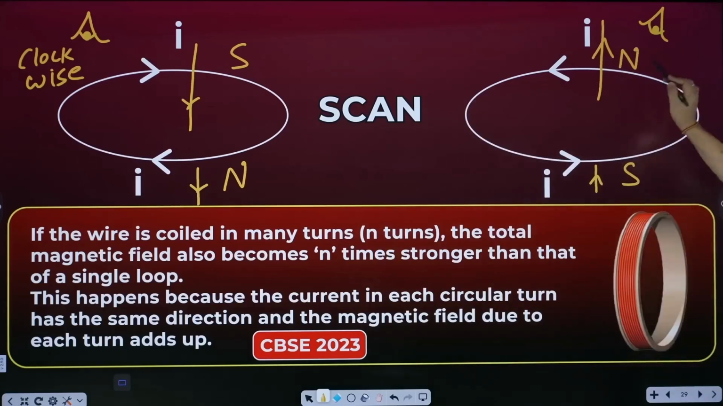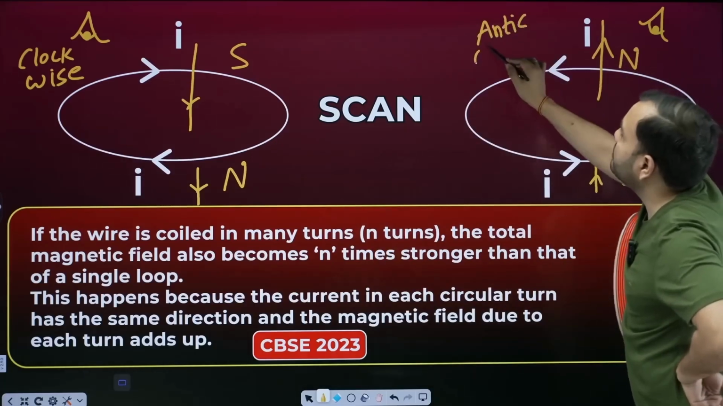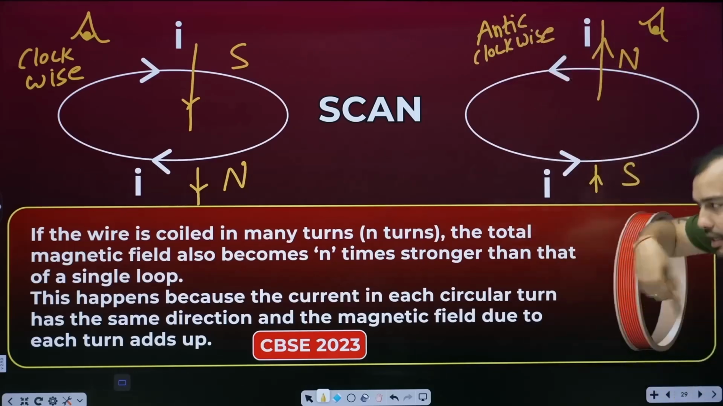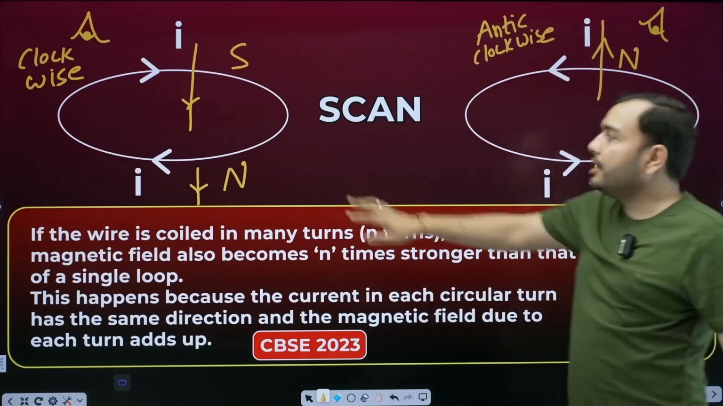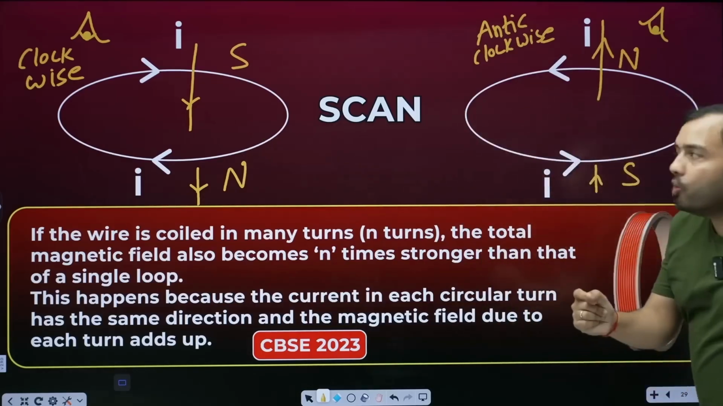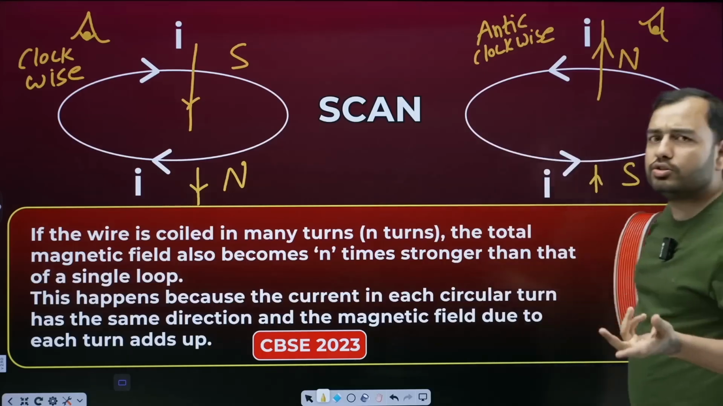Okay. How was this looking when seen from above? It was anti-clockwise. Seen from above, how was the current looking? Anti-clockwise. You saw that I flipped the direction of the current. I changed it from clockwise to anti-clockwise. So the direction of the field also reversed, which is also the correct thing.